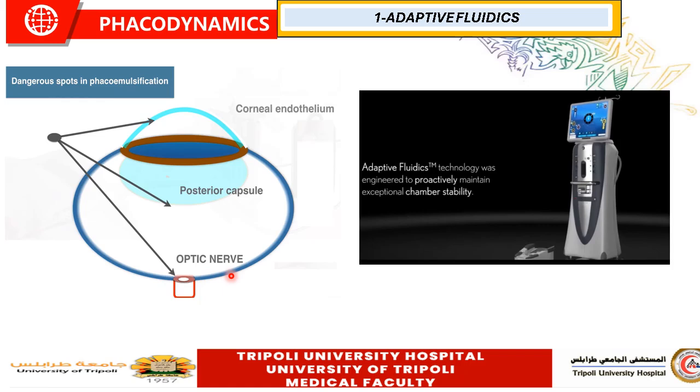So this is one type of pumped infusion, named adaptive fluidics, invented by Bausch and Lomb company. Now in the next slide, we will see the active fluidics by Alcon, and we will explain the difference between the adaptive fluidics and the active fluidics by Alcon company.